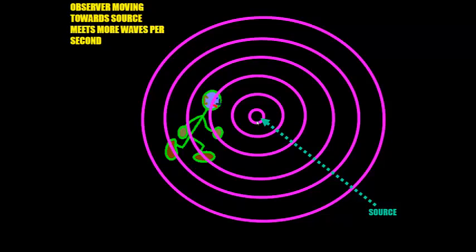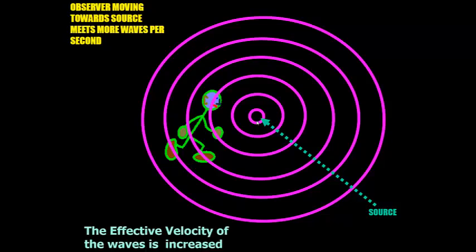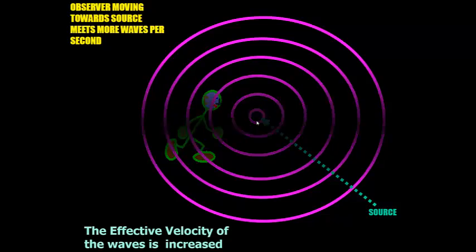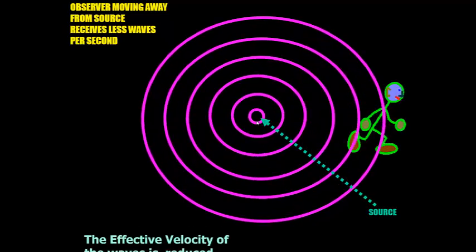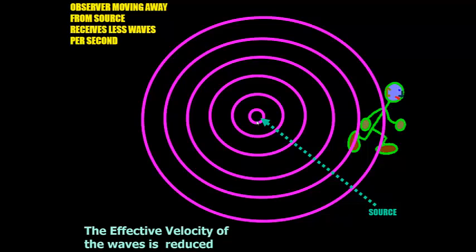What happens when an observer is moving towards the source? Then it meets more waves per second. So it's kind of like the source moving towards the observer, but in this case the observer is moving towards it. And that means that the effective velocity of the waves is increased. I say effective velocity; the velocity is not increased, it's just the effective velocity. Same thing happens when the observer is moving away. It receives fewer waves per second and the effective velocity of the waves is reduced.